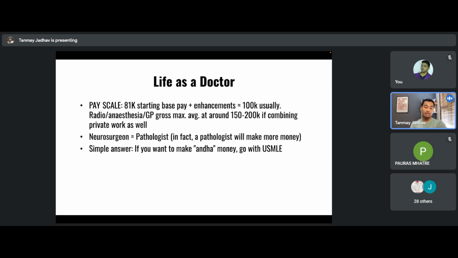The simple answer is that if you want to make something called the andha money, andha paisa, go with USMLE. But if you want a comfortable life, you're okay with this, and you want to enjoy your 20s and your 30s, and still have the opportunity to move to Australia, New Zealand, India, the Middle East, wherever you want to go, this is definitely a good option.